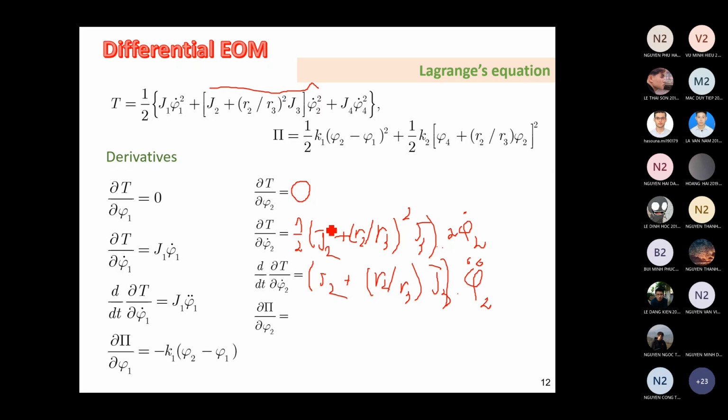Cái gì có đạo hàm với cả d phi 2? Với cả phi 2 bằng 1/2 K nhân với K1. K1 nhân với cả 2. Nhân với cả 2, tôi ghi 2 ở trên này nhé. 2K1 đây rồi. Nhân với gì em?